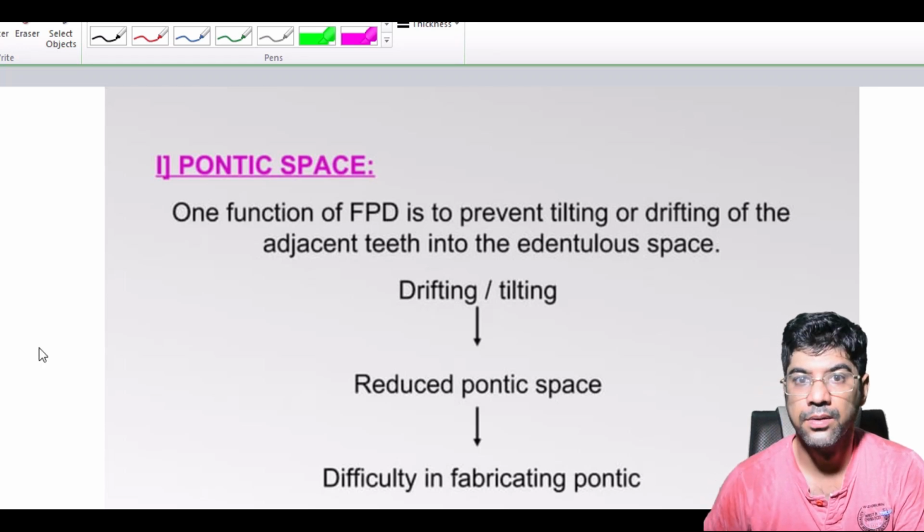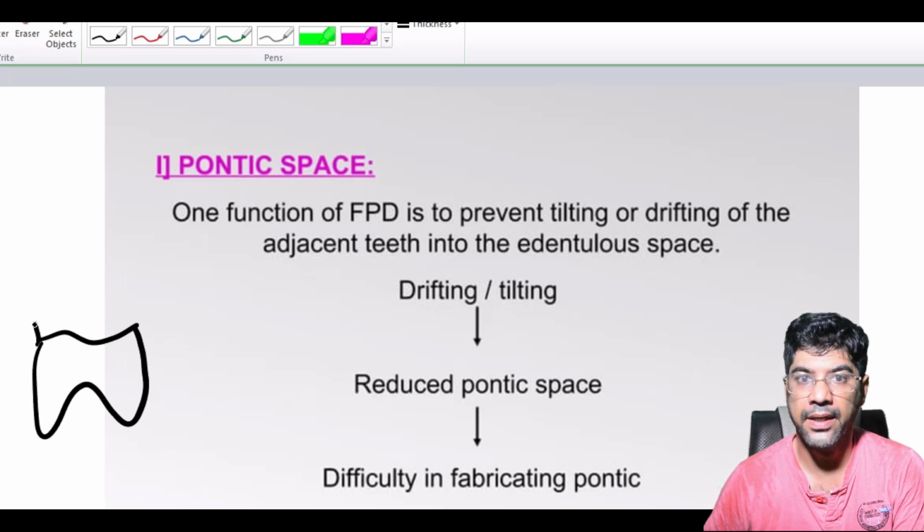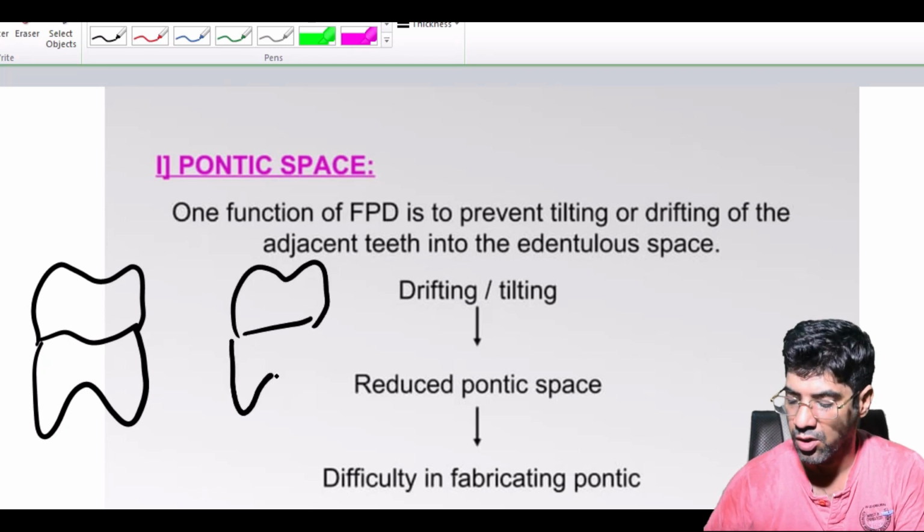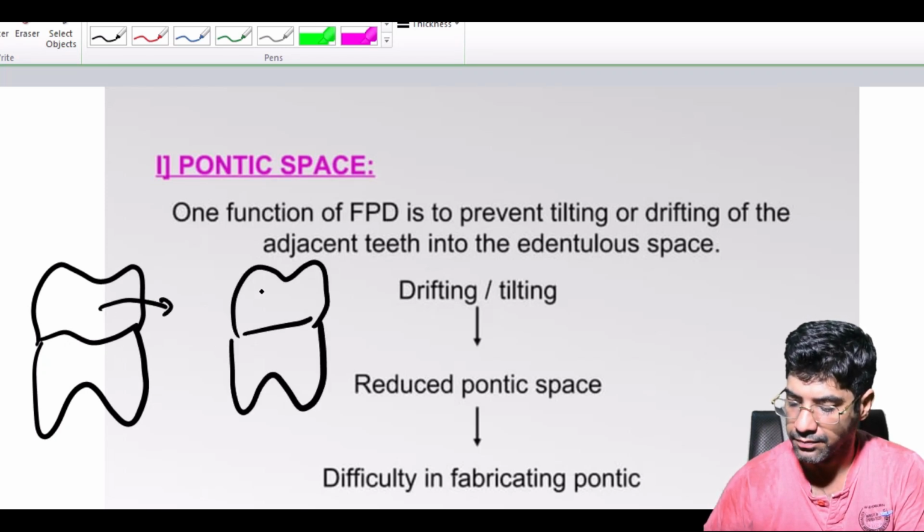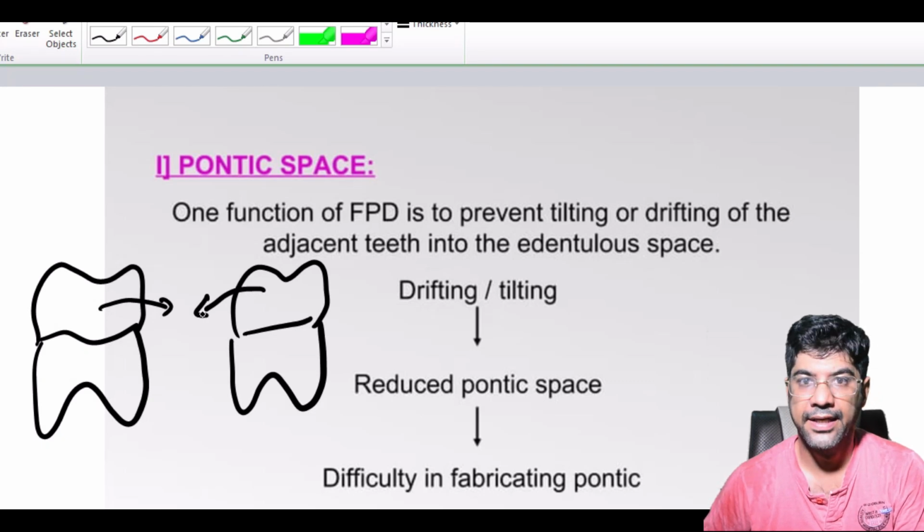So suppose when a tooth is lost, the neighboring tooth may drift or tilt into the edentulous space over time. That can lead to misalignment and create complications in prosthetic design and function. Drifting and tilting can compromise the space available for the Pontic, making it difficult to place a Pontic that restores both aesthetics and function effectively.